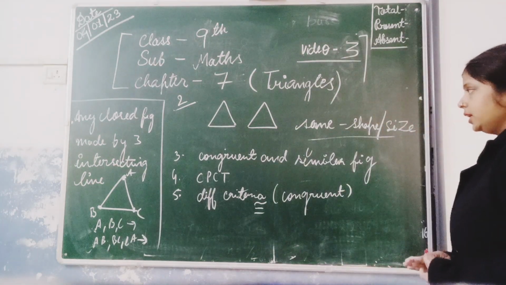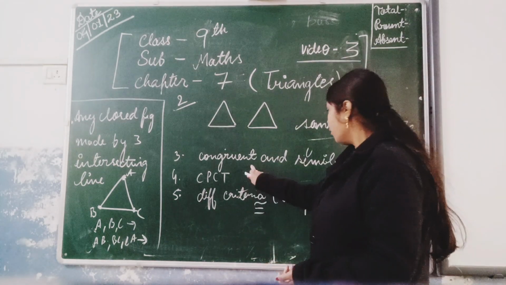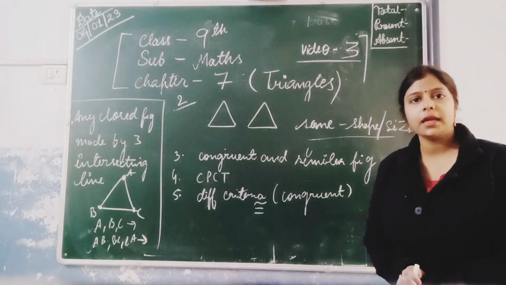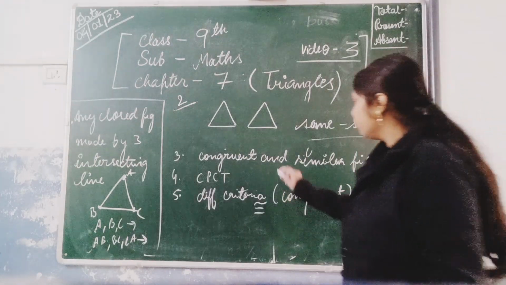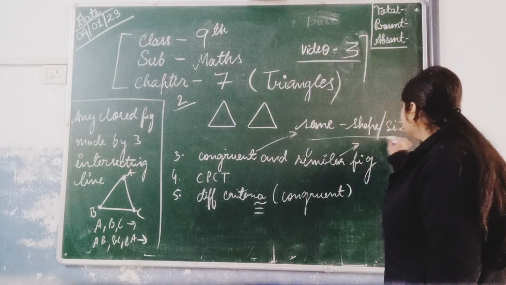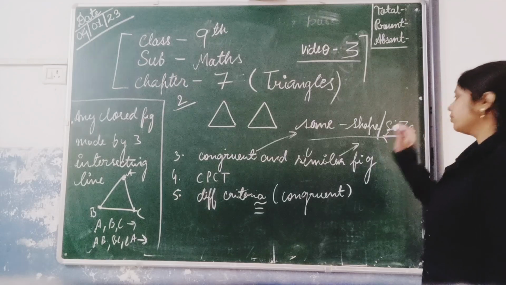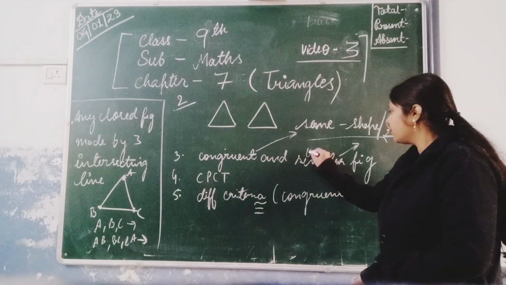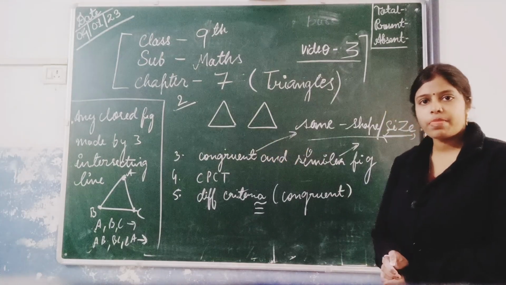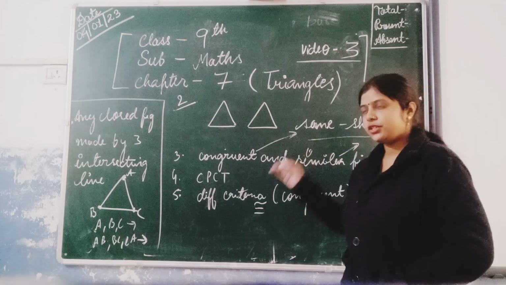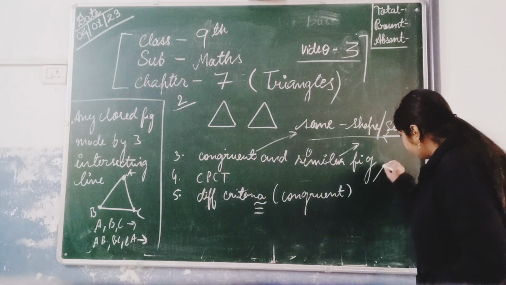Now the third point is, what is the difference between congruent and similar figures? So we understood what is a congruent figure. So similar figures will never have the same size. Why? Because if it is the same size, then it is congruent. So similar means the shape will be the same. Suppose it is a triangle, the second shape also will be a triangle. We are making a figure like that.